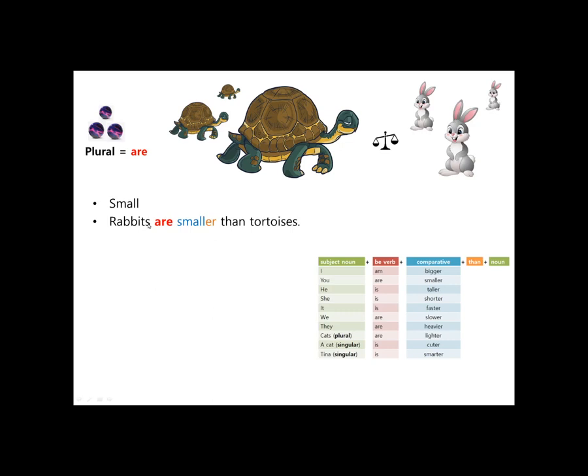So we got rabbits, S, and tortoises, S. So these match. And rabbits are. We need the plural here. Plural, are. Fast. Rabbits are faster than tortoises. Okay, and slow. Can you make a sentence? So we have tortoises, plural. Tortoises are slower than rabbits. Tortoises are slower than rabbits.